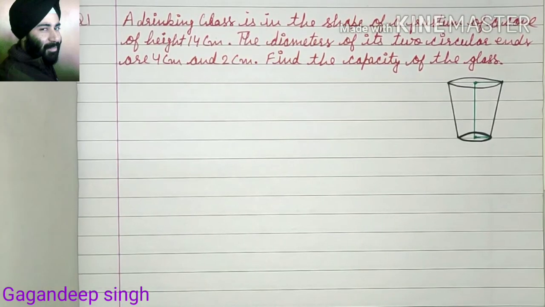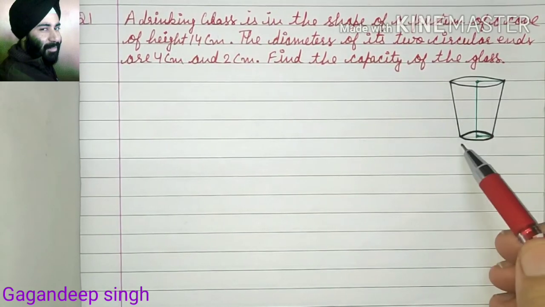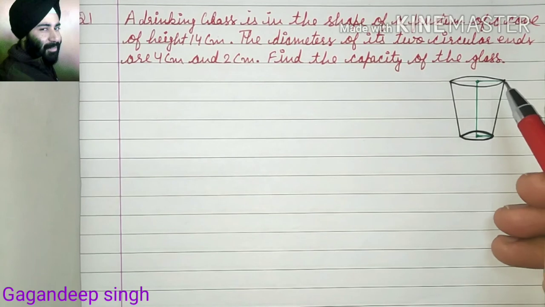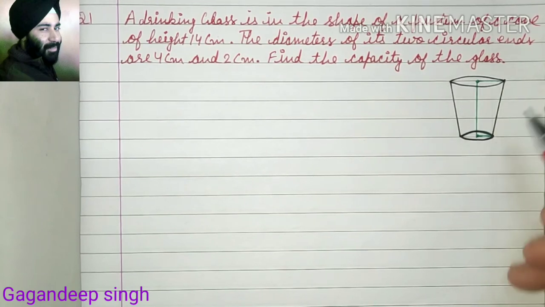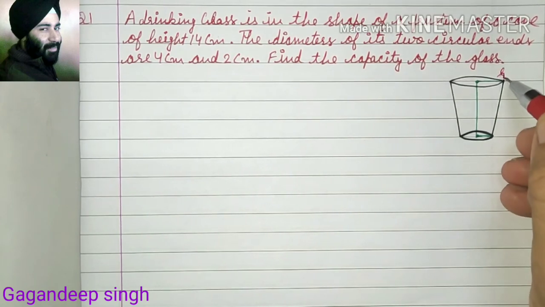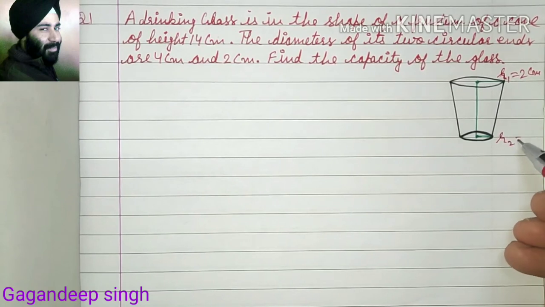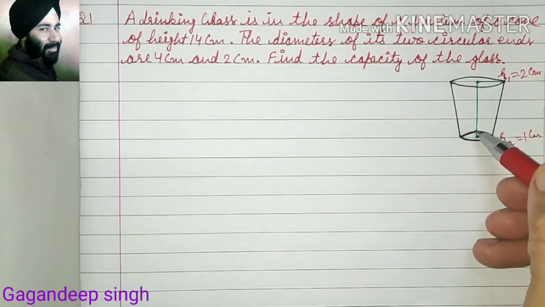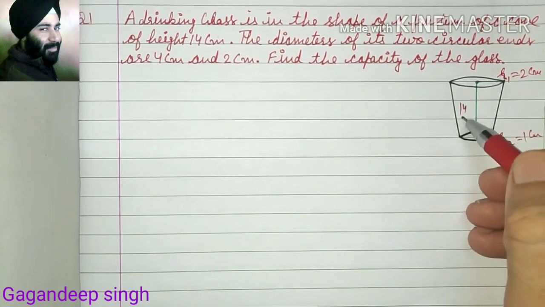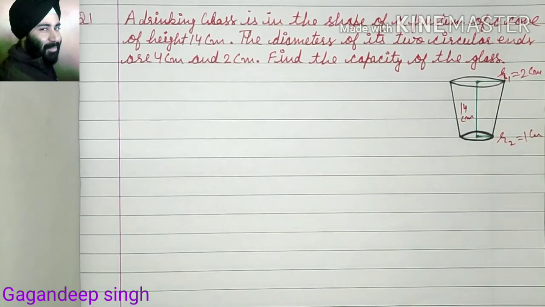Now we will do question number 1 of exercise 13.4. In this question, a drinking glass is given and the shape of the glass is a frustum, and diameters of the circular ends are given, 4 cm and 2 cm. So radius of top will be 2 cm and radius of base will be 1 cm. Its vertical height is given 14 cm. We have to find its capacity, its volume we have to find.